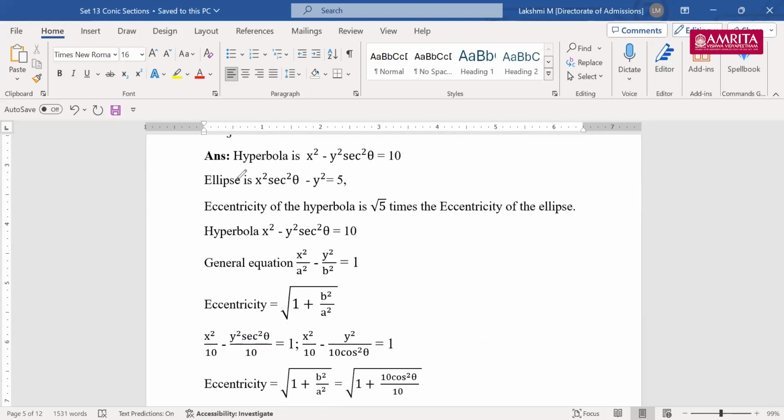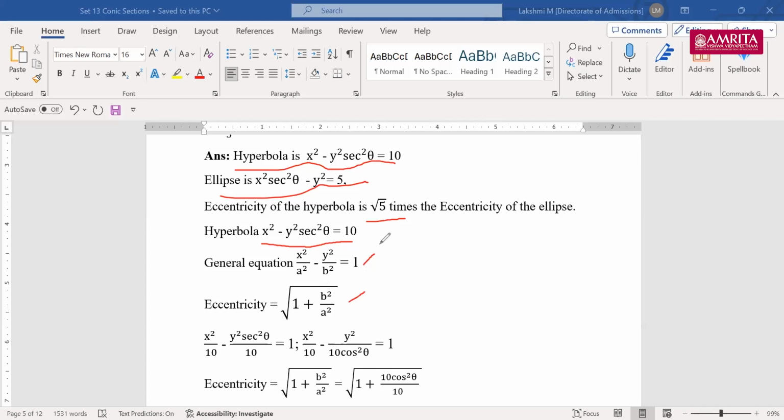Kindly adjust with it. So yes, this is the equation of the hyperbola that's given, and this is the ellipse that's given. The condition is the eccentricity of the hyperbola, E of hyperbola, is root 5 times the E of ellipse. So this is what the equation is. We know the general equation and we know the eccentricity. Here I want it in the form of x square by a square minus y square by b square. So how will I be able to write this equation in this form?